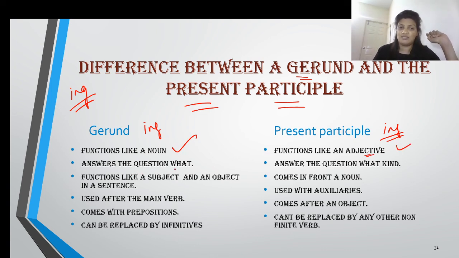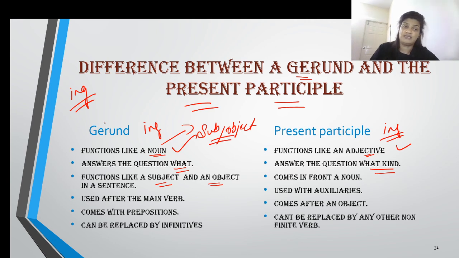A gerund answers the question "what" all the time, and a present participle answers the question "what kind" all the time. A gerund functions like a subject and an object in a sentence. Like I told you, as a gerund functions like a noun, it also does the function of a noun. Similarly, a noun also functions like a subject and an object, right? So if a gerund functions like a noun, then obviously it functions like a subject and an object.